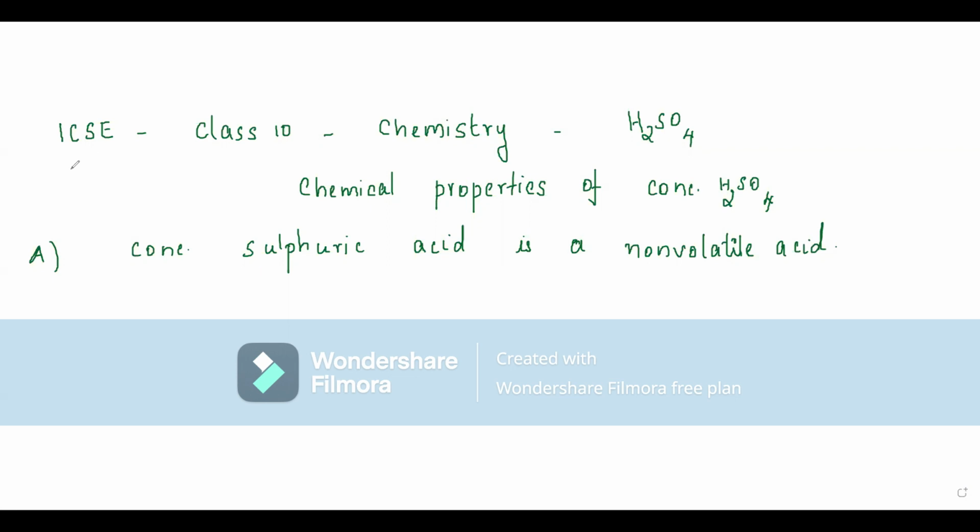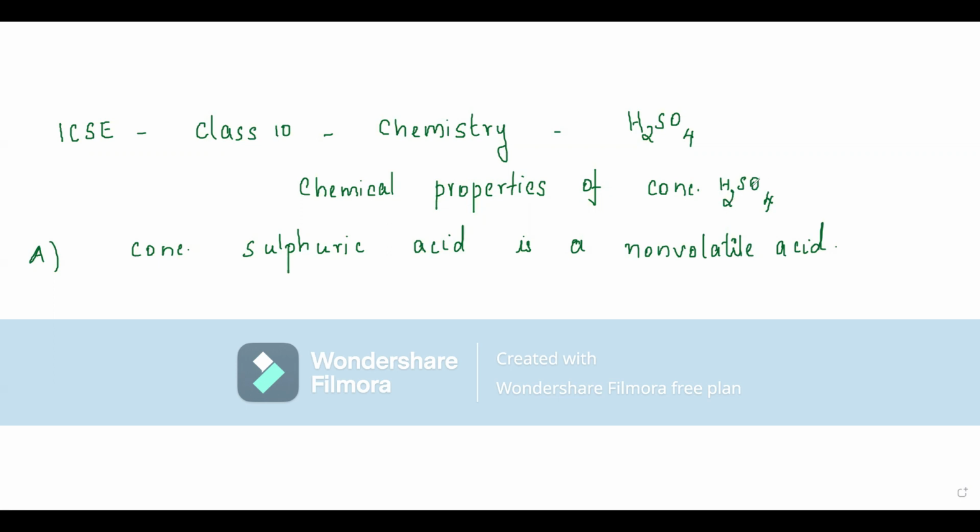Today we are continuing with sulphuric acid, standard 10 chemistry lesson. In the previous episode we completed the contact process, which is the industrial preparation of sulphuric acid, and also the properties of dilute sulphuric acid. That is, dilute sulphuric acid is a typical dibasic acid. Today, we are going to discuss the properties of concentrated sulphuric acid.